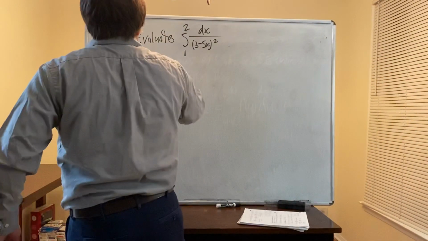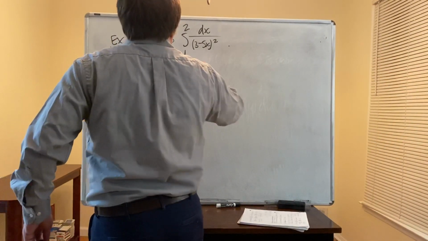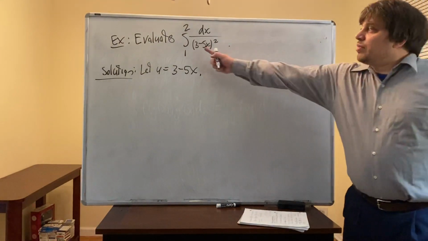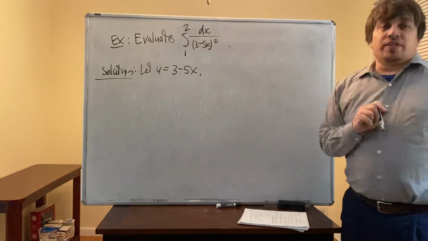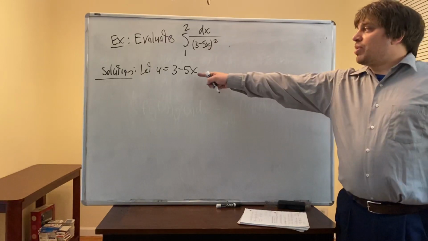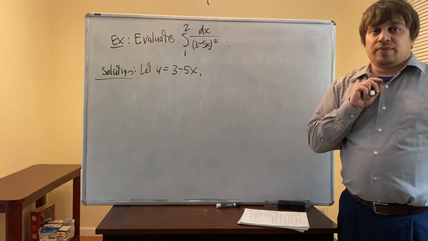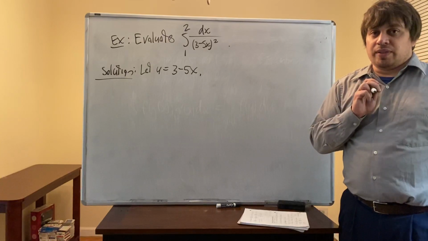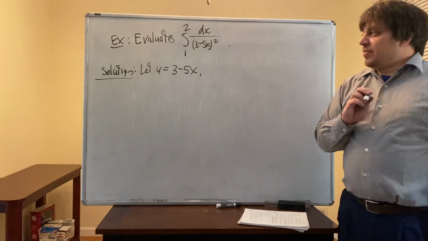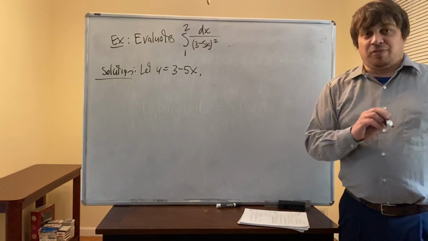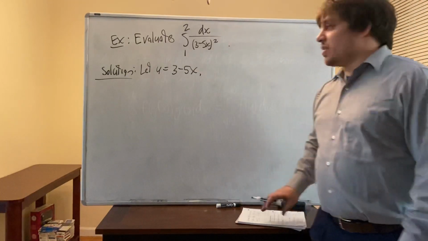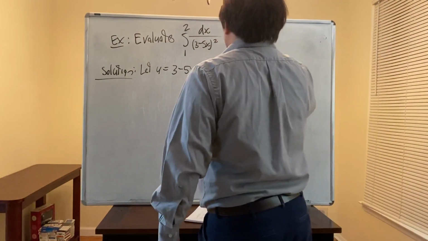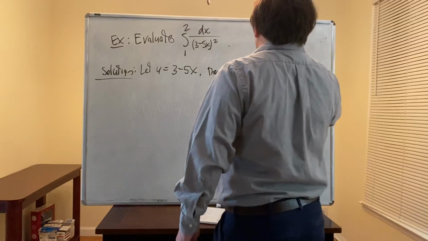So let u equal 3 minus 5x. That's a simple u, right? 3 minus 5x is what's being squared in the denominator. Don't let u be 3 minus 5x in parentheses squared. That's more complicated. Maybe in other examples you need to, but we're starting from the beginning, and so right now, this will be fine. Okay, so let u equal 3 minus 5x. Then du is equal to negative 5 dx.